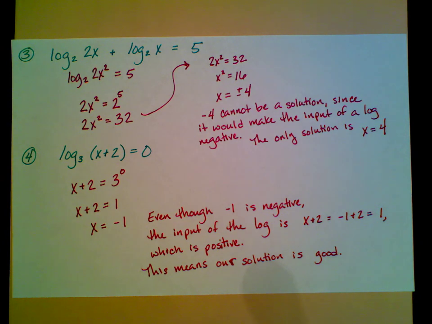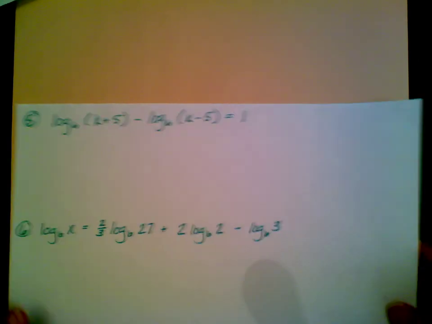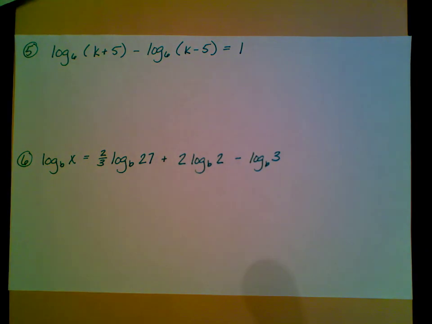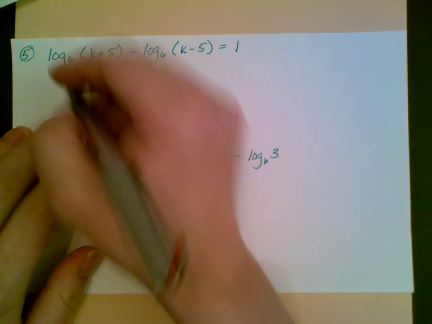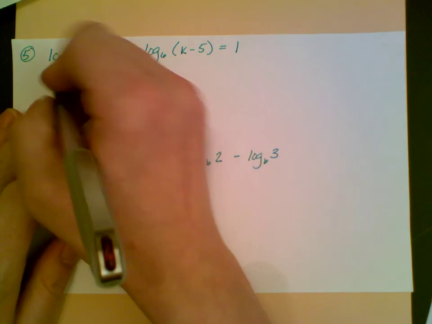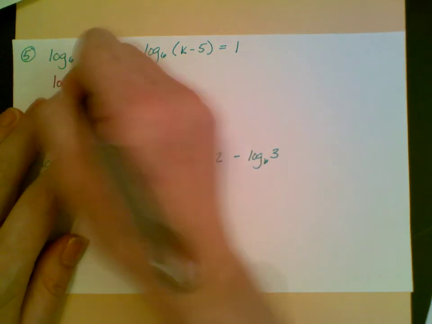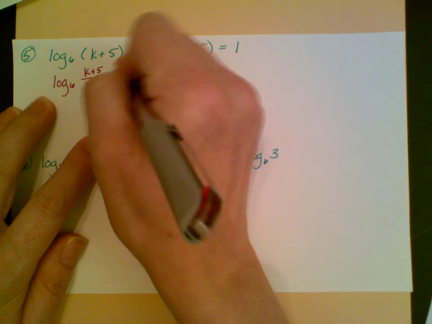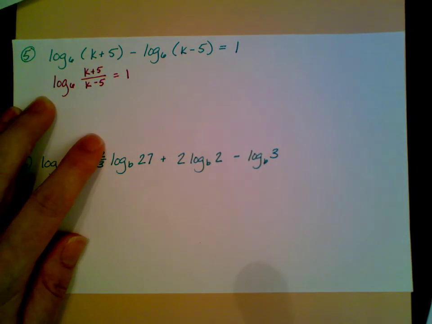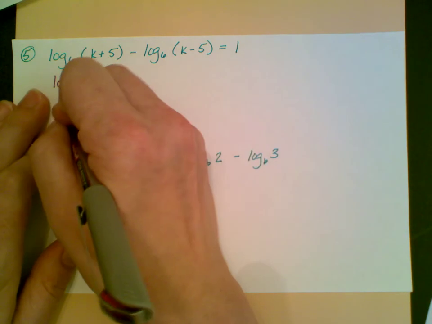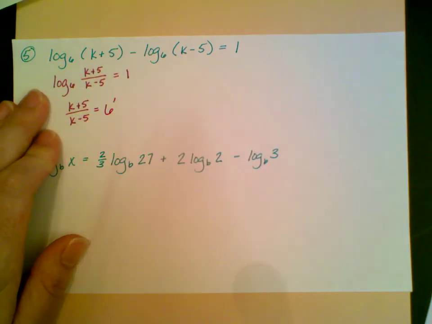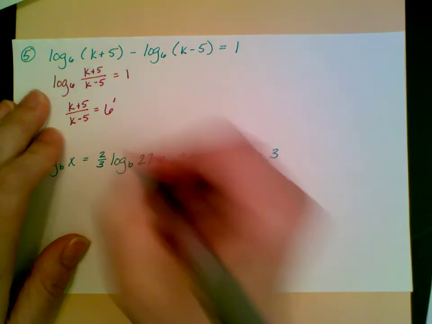All right, we have 2 more problems, so let's move on to the next one. So, log base 6 of k plus 5 minus log base 6 of k minus 5 is equal to 1. So the first thing that I'm going to do is combine these into a single log. So I'll get log base 6 of k plus 5 over k minus 5 is equal to 1. Now I'm going to rewrite it in exponential form. So k plus 5 over k minus 5 is equal to 6 to the 1. Of course, 6 to the 1 is just 6.